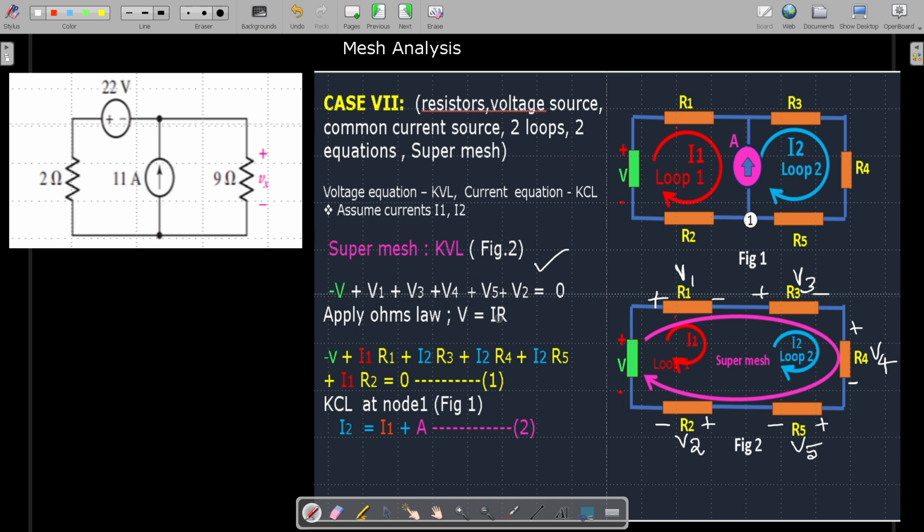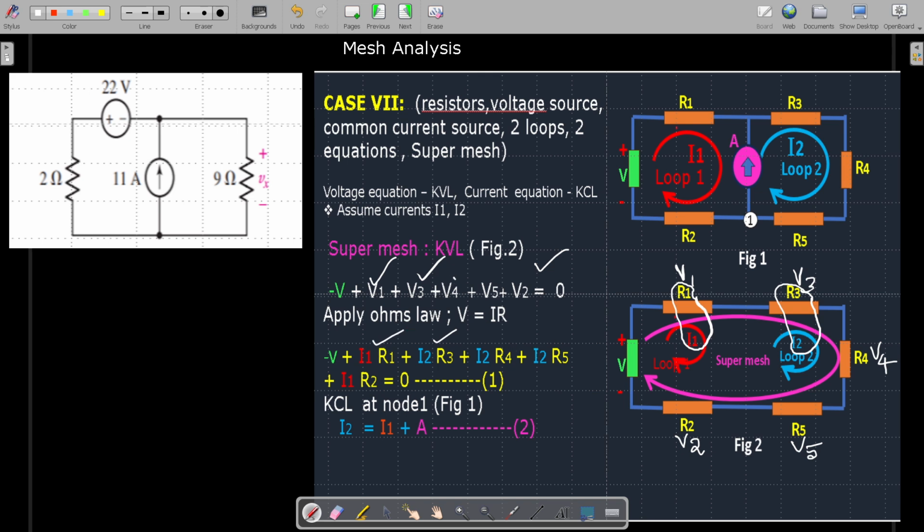After that we have to apply Ohm's law. What is Ohm's law? Ohm's law is V equal to IR. So this V is to be replaced by the product of current and resistance. Already this minus V is a voltage source, and this voltage value is known to us, so there is no need to replace this. But this V1 is to be replaced by the product of the R1 resistance and the I1 current which is flowing through it. So it is plus I1 R1. Then when you go through V3, it is the product of R3 and the I2 current which is flowing through that path. So it is I2 R3.